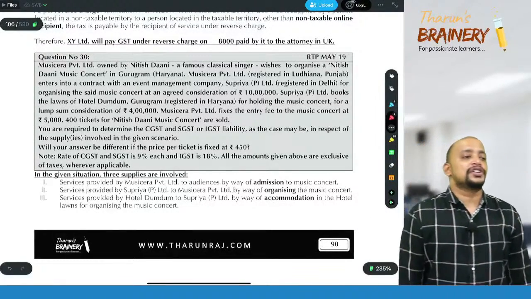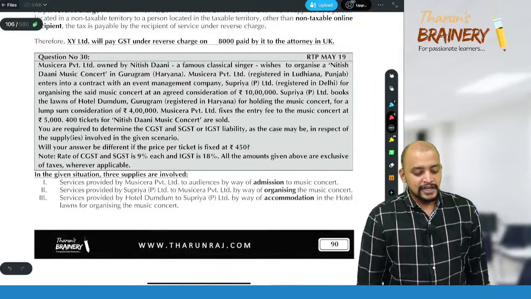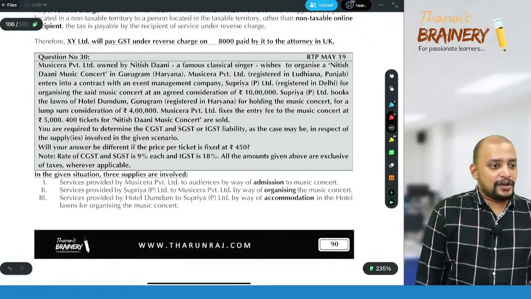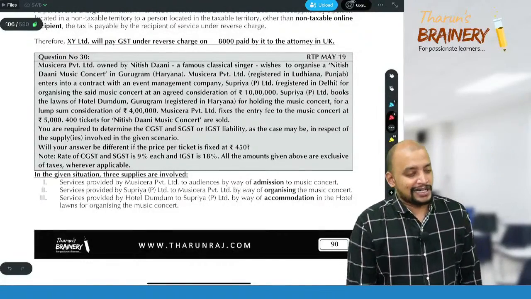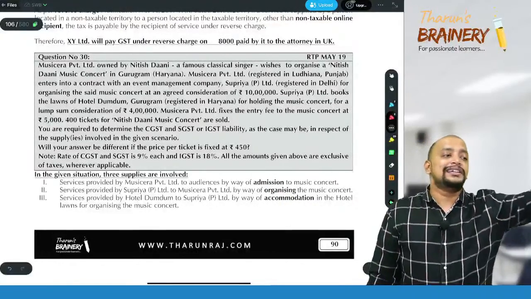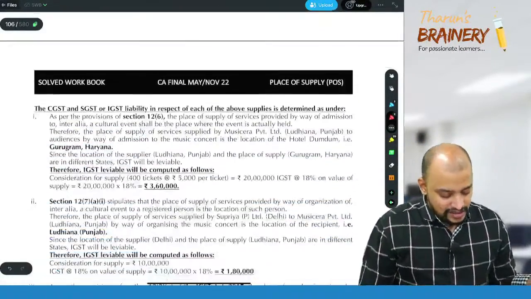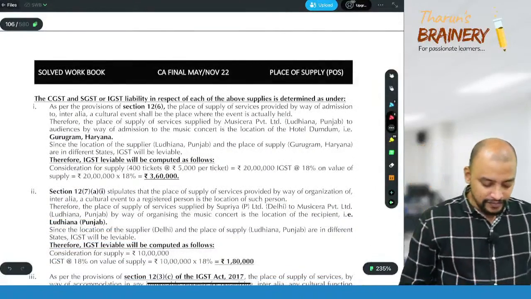So therefore, location of recipient will be taken. What is the location of recipient? Gurugram, Haryana. Where is the supplier? Supplier Private Limited, Delhi. Supplier Delhi, place of supply Haryana, interstate supply, chargeable to IGST. So that is the answer for the first one.